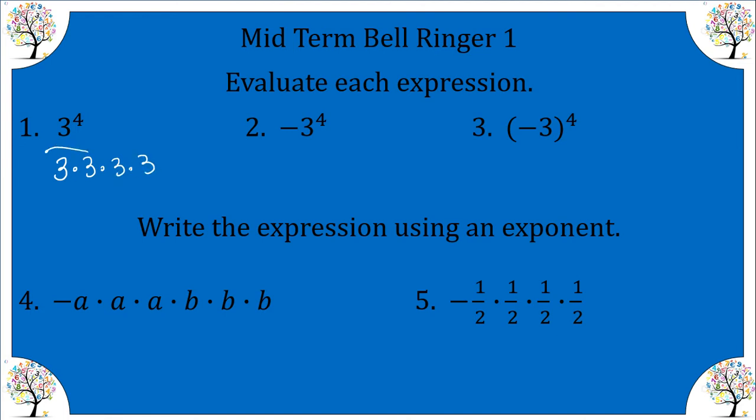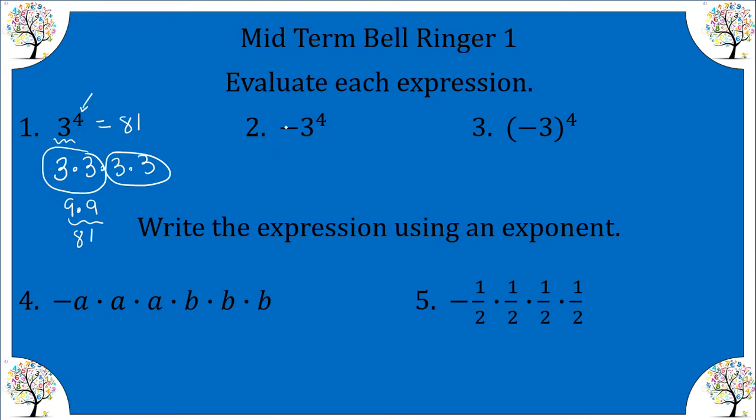And what I like to do, especially when I have an even amount of factors, is multiply them in pairs. So 3 times 3 is 9, times 3 times 3 is 9. And then I get 81. So 3 to the 4th is 81. Again, my base was 3 and my exponent was 4.